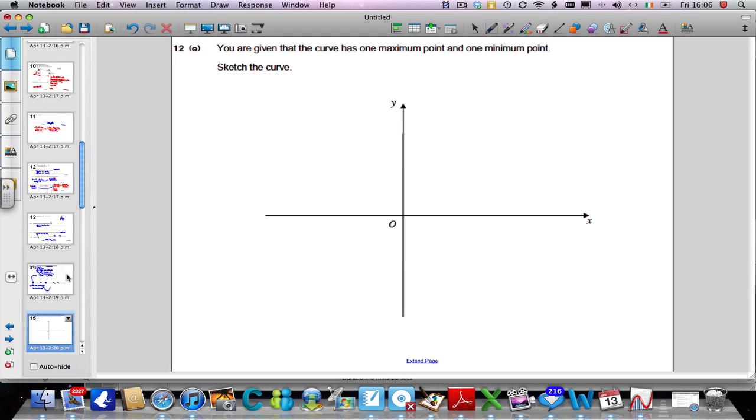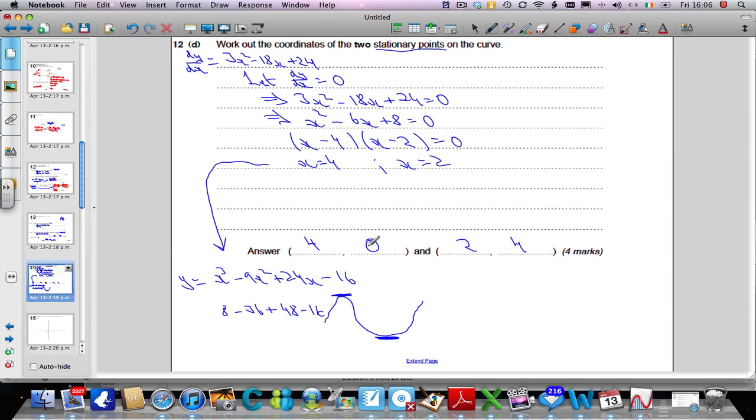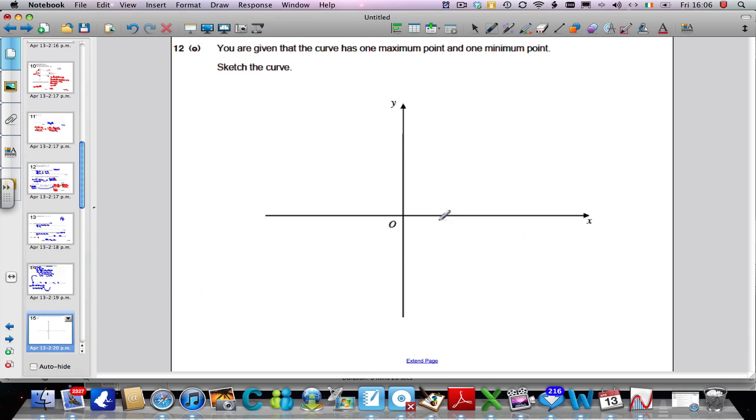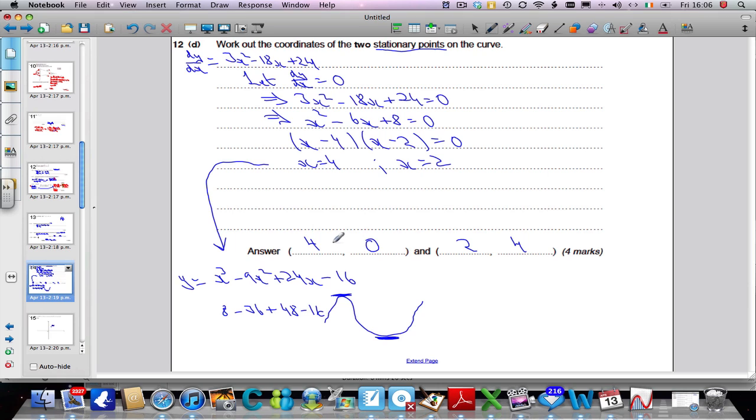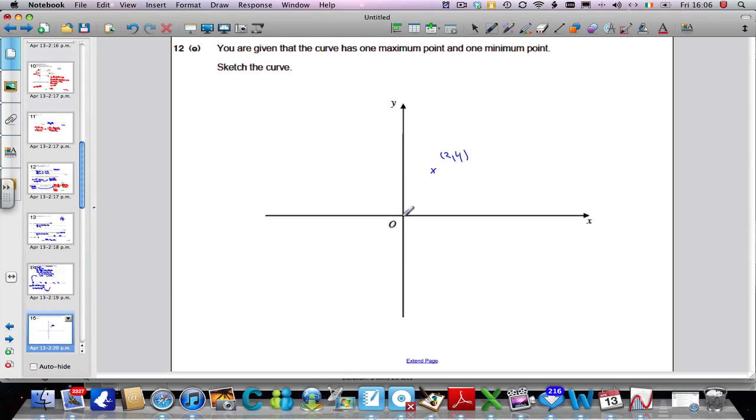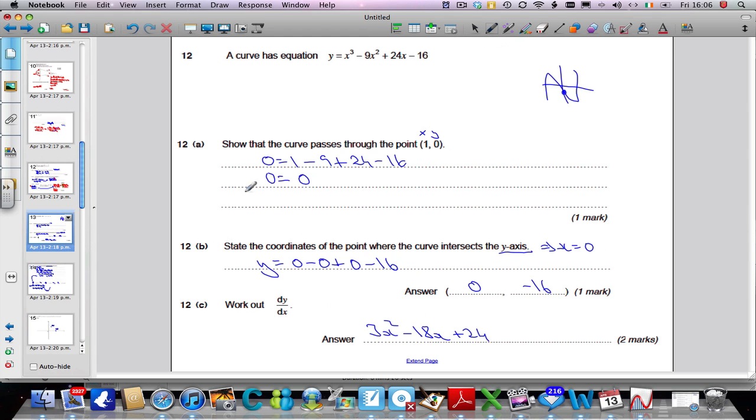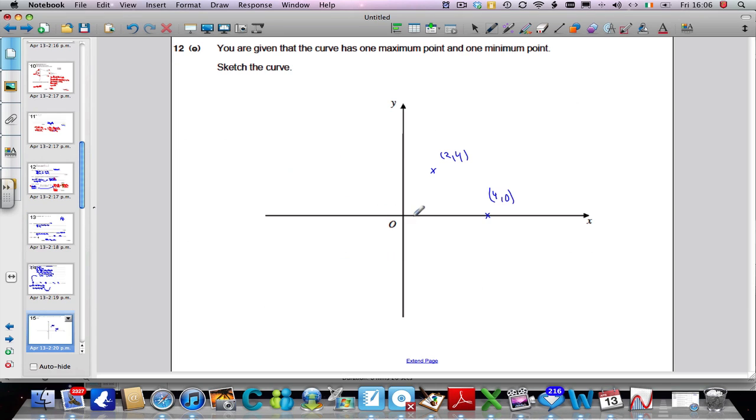And then finally we're asked to sketch the curve. We know the minimum and we know the maximum. The maximum is 2, 4, so 2 and 4 will be around about here. And the minimum is 4, 0, so 4 on the x, 0 on the y, should be around about here. And what else do we know? The curve passes through the point 1, 0, which will be around about here.